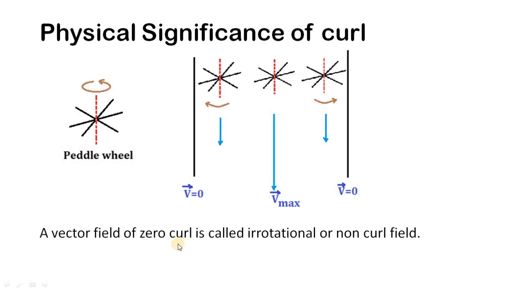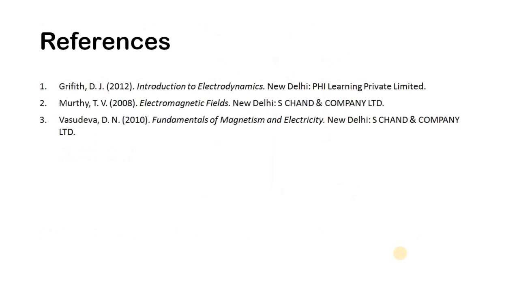If the curl of a vector is 0, then the vector field is called irrotational or non-curl field. The example for the non-curl field is electric field, and magnetic field is the example for solenoidal field, because the divergence of the magnetic field is 0.